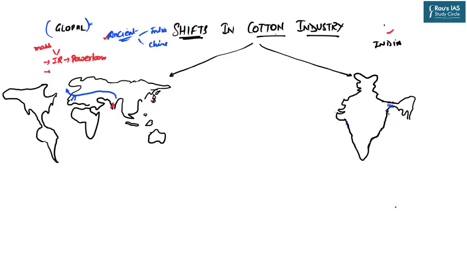The second important factor was the colonial domination of these economies across the world. Again, let us take the example of England and India. Now, why did the British colonize India?